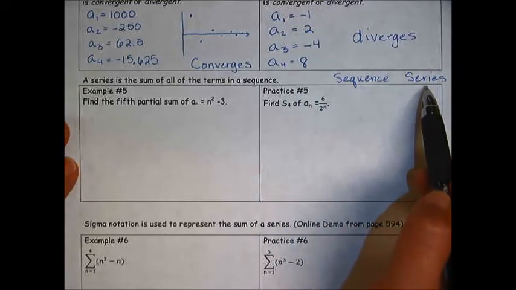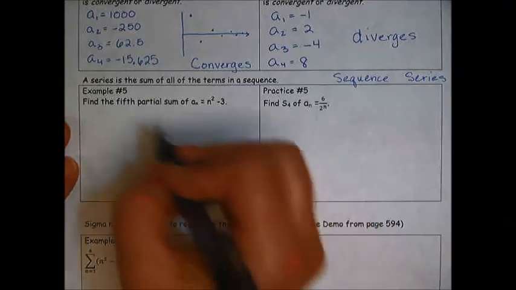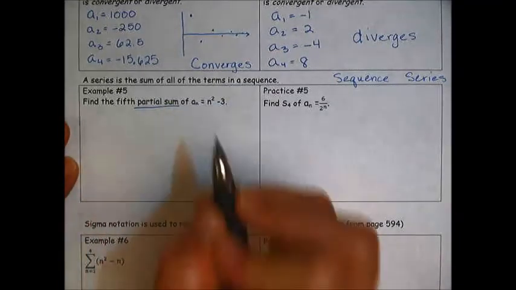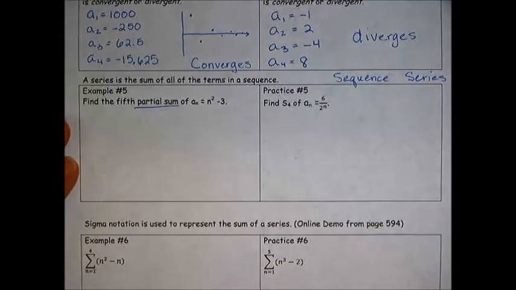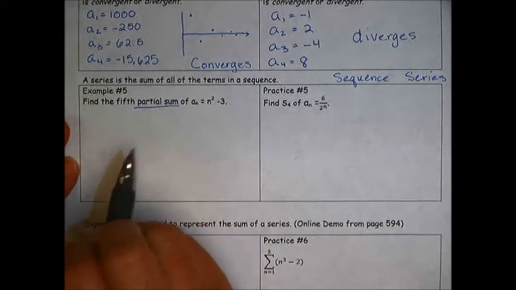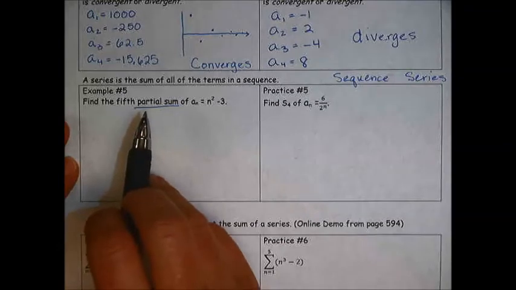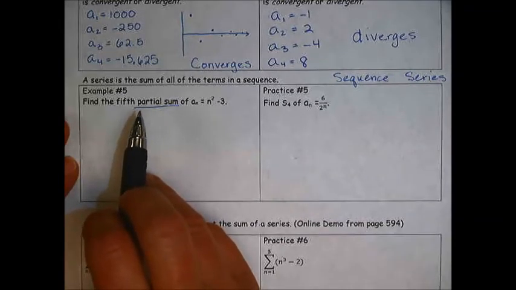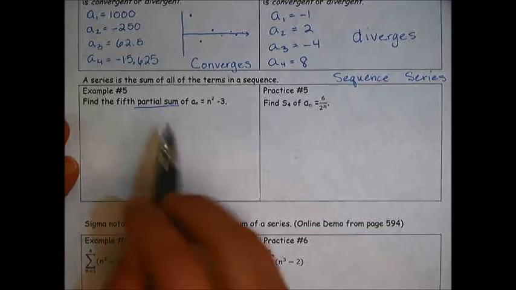A series is the sum of all the terms in a sequence. So this is where you add your terms together. If it says partial sum, you're taking part of the sequence and adding those terms together. So in example 5, where they say find the fifth partial sum, they want you to find the first 5 terms of the sequence and add those together, and that would be the fifth partial sum.